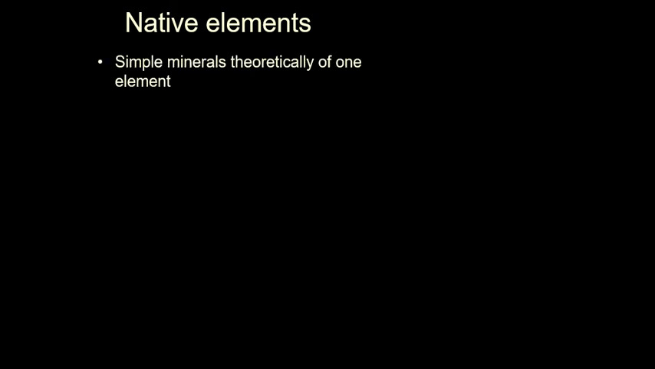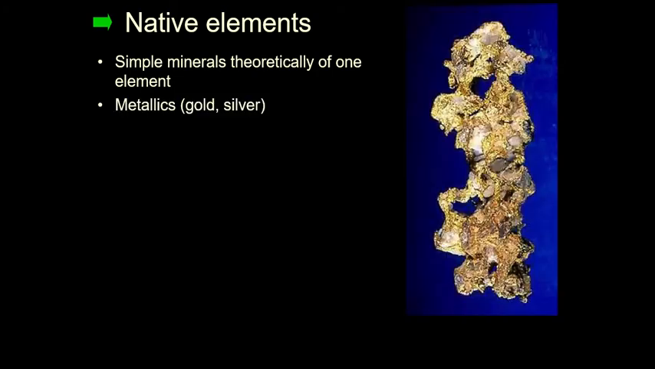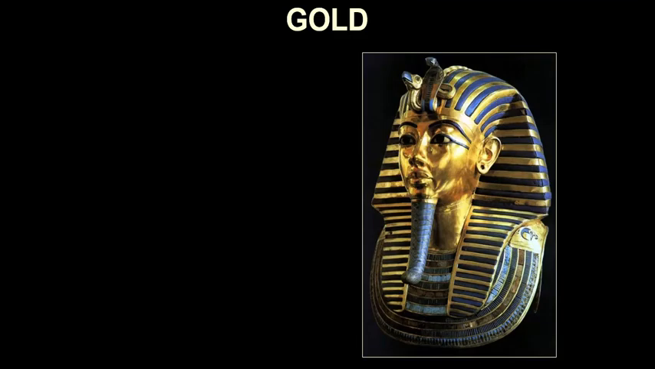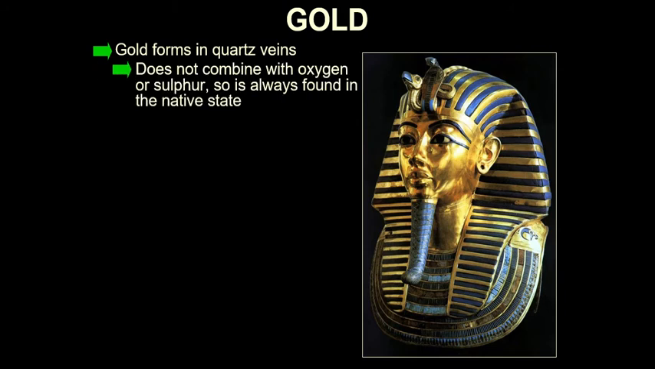Native elements are very important. These are simple minerals, theoretically of one element. They include metallics like gold and silver, and non-metallics like diamond and graphite. Gold, of course, is a very important archaeological material. It forms in quartz veins, and it doesn't combine with oxygen or sulfur.